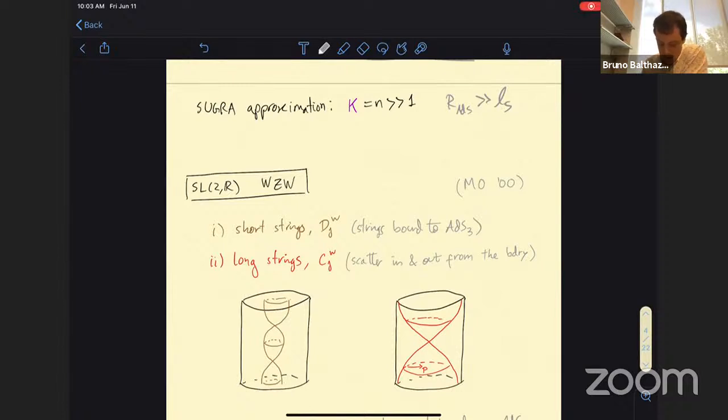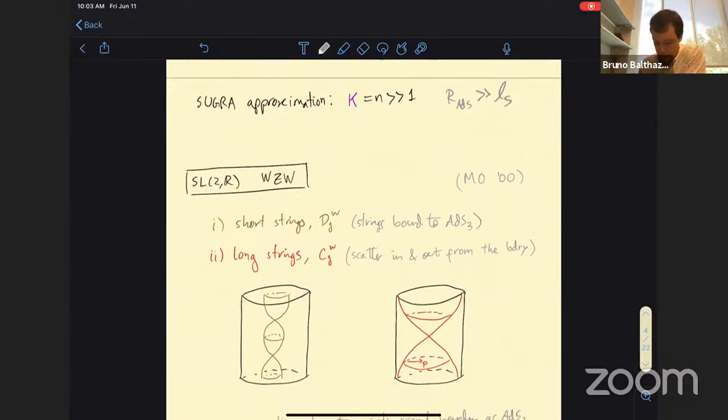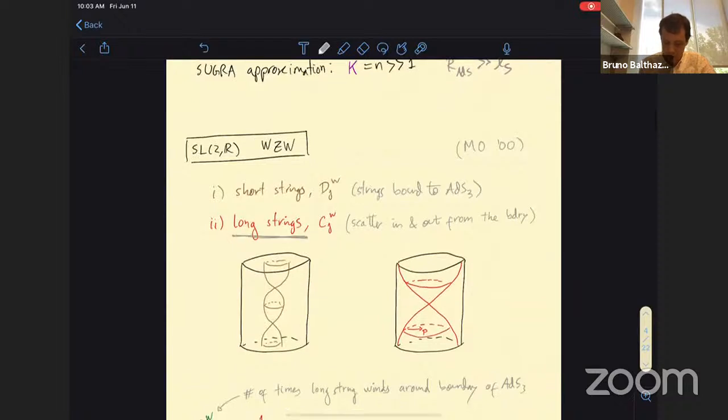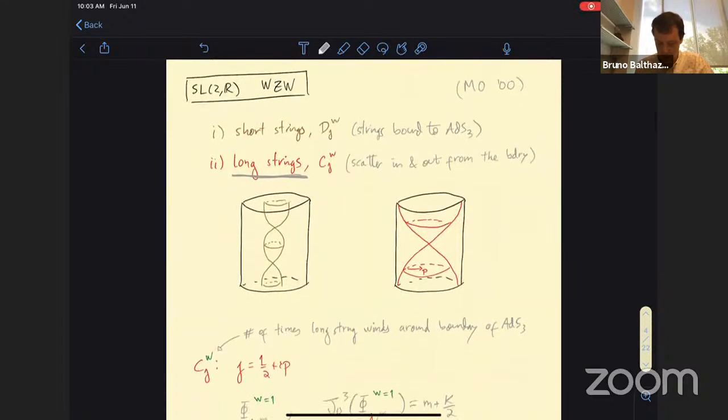And the other type of strings are the long strings. And these correspond to strings that in the asymptotic past are wrapping the boundary of AdS3. Then they come in towards the center, and they scatter and go back out to the boundary in the asymptotic future. And for us, these are going to be the strings that are relevant because they're the ones that we're going to be able to capture in our space-time CFT, which are the ones that are near the boundary of AdS3. So let's focus on these guys.